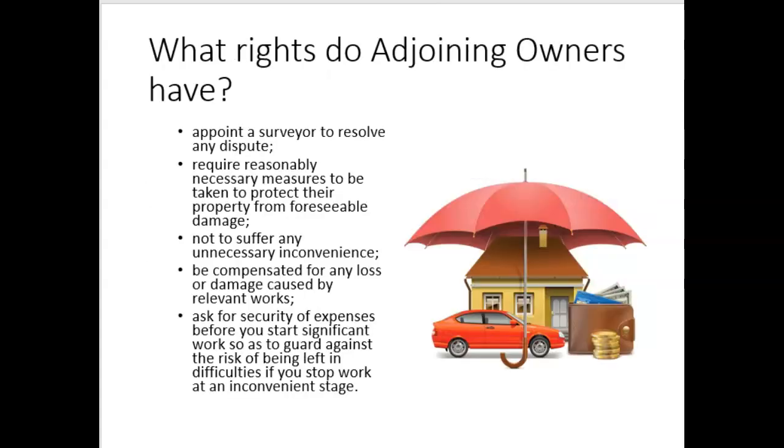Oh, we're coming to the end. So, what are the rights of the adjoining owners? They have a right to appoint a surveyor to resolve any dispute, and again, those costs are picked up by the building owner. They are allowed to require reasonably necessary measures to be taken to protect their property from foreseeable damage. So that might be hoardings, tarpaulins, things like that. They shouldn't be put to unnecessary inconvenience.